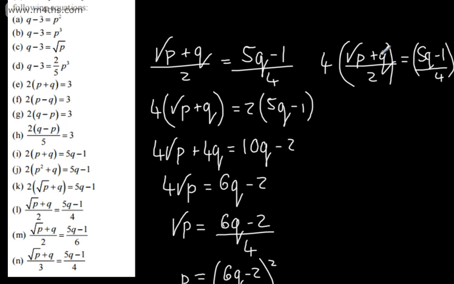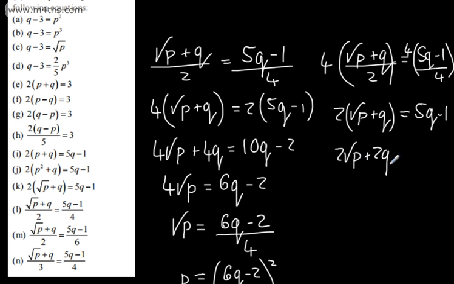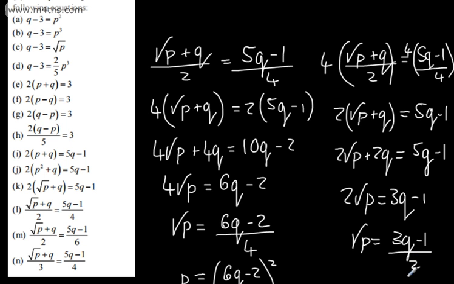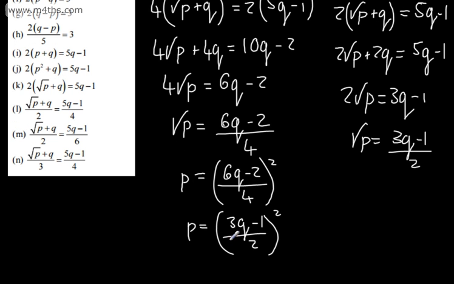So if we multiply both sides of this equation by 4, 4 over 2 is 2, so that leaves me 2, and then we're going to have the root of p plus q is equal to 4 over 4 is just 1, 5q minus 1. So 2 root p plus 2q is equal to 5q minus 1. 2 root p is equal to 3q minus 1 by subtracting the 2q from both sides. The root of p is equal to 3q minus 1 divided by 2, and then all we need to do is square both sides, and you can see it gives us this answer down here. So p is equal to the quantity 3q minus 1 over 2 all squared.